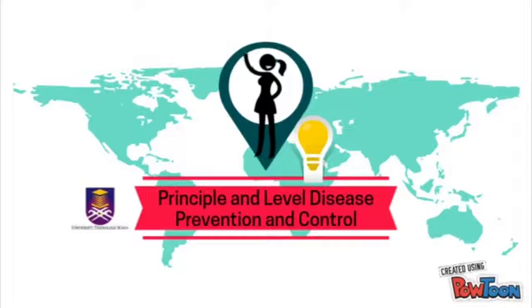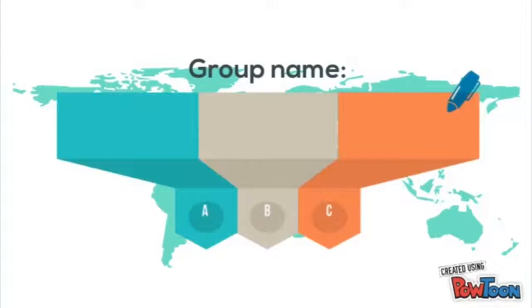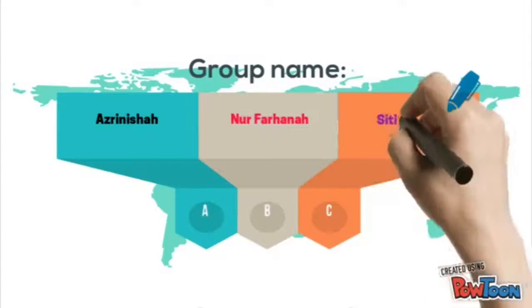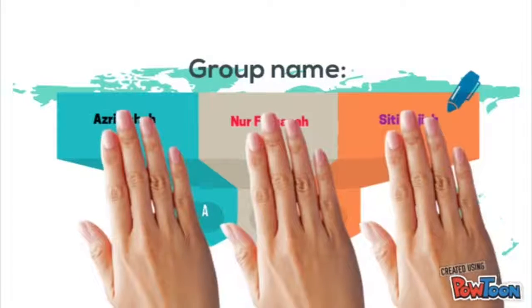Principles and levels of disease prevention and control. Let's introduce my group names. First is Azrini Shah, second is Rafahana, and third is Siti Najah. We are from UiTM Puncak Alam.